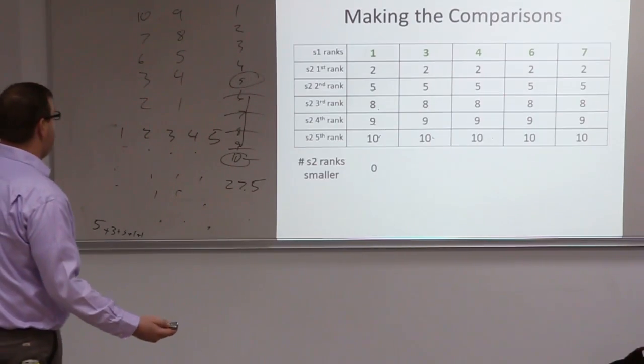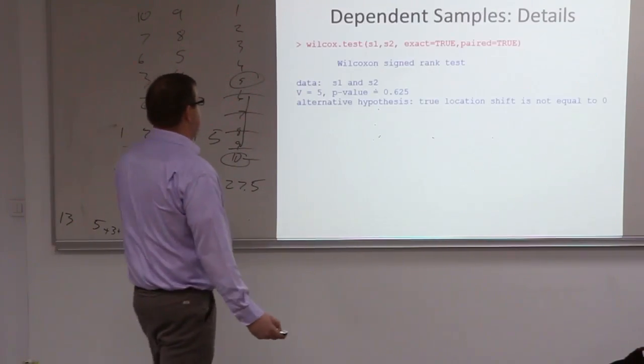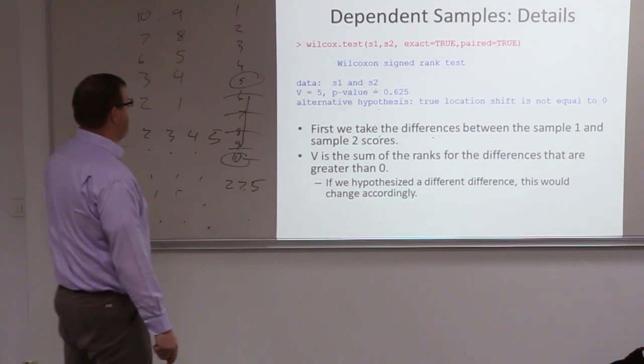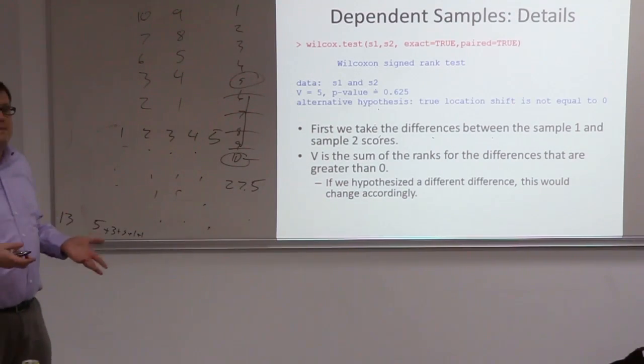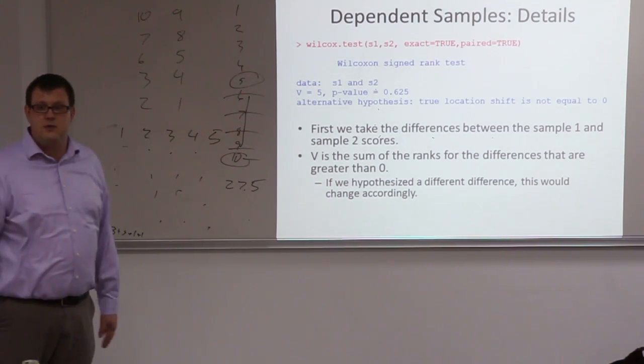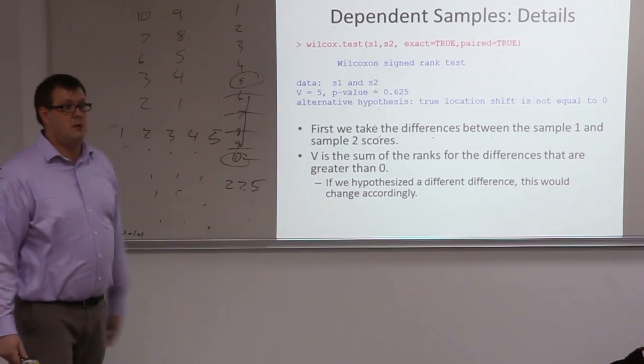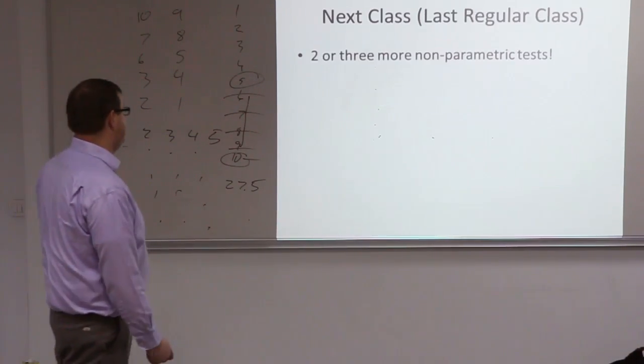So that's basically it. This dependent sample test is basically the same thing as the one sample, except we're looking at the differences between the pairs, as opposed to the raw data by themselves.